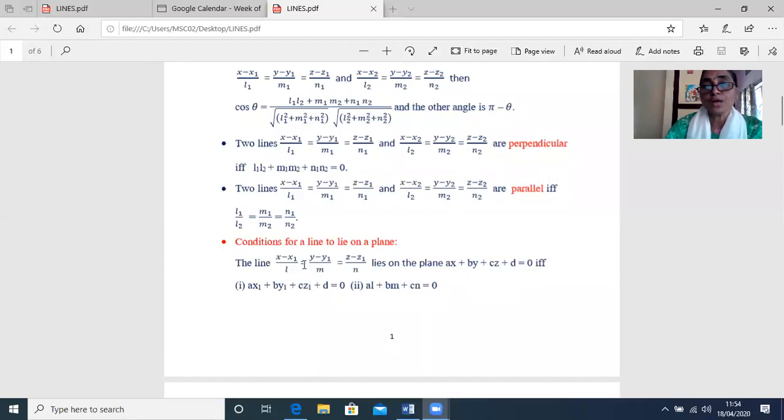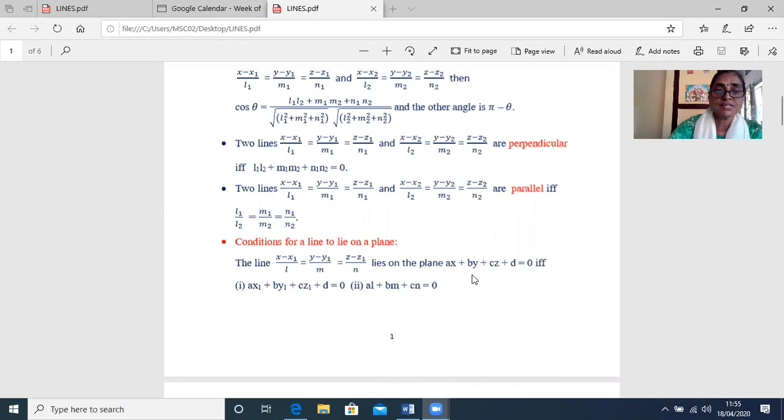That means the point on the line also lies on the plane, as the line lies on the plane. The second thing is, when the line lies on the plane, and A, B, C being the DRs of the normal to the plane, that normal is also normal to this line. That is why La plus Mb plus Nc would be 0. So if these two conditions are satisfied, you can say that this line is lying on this plane.